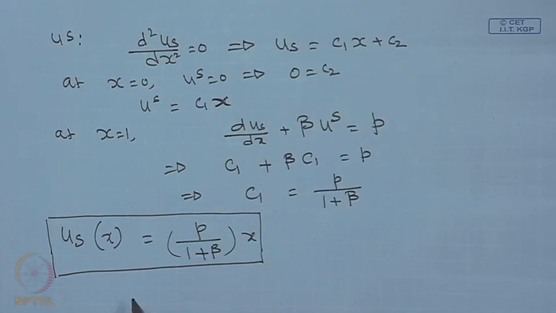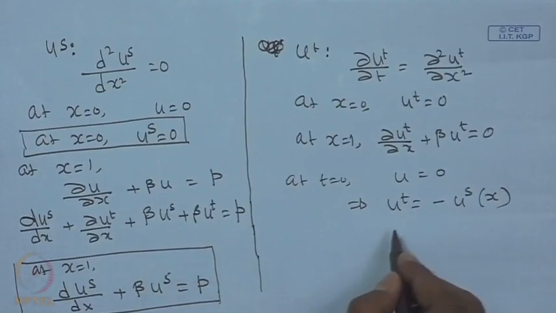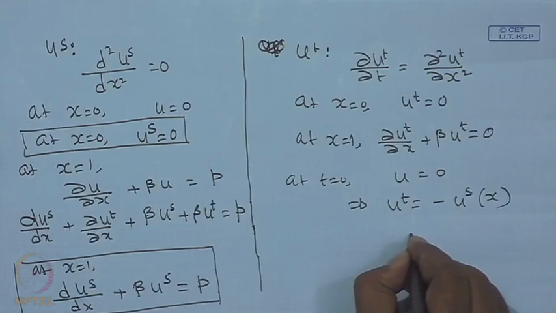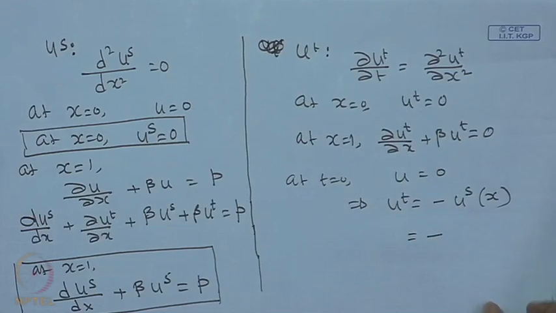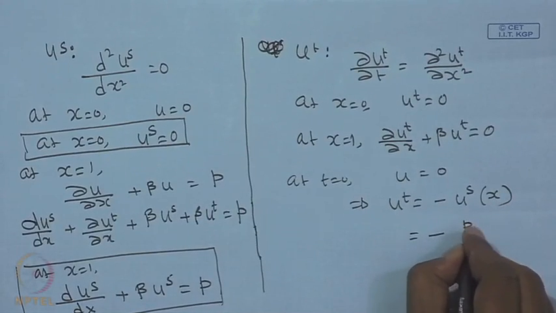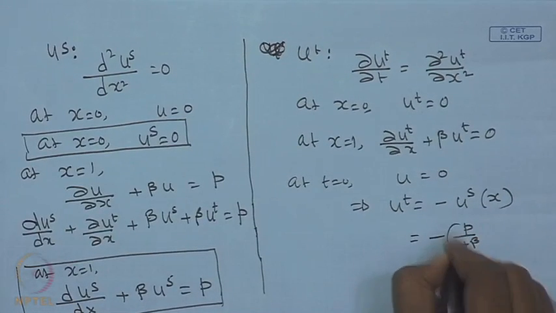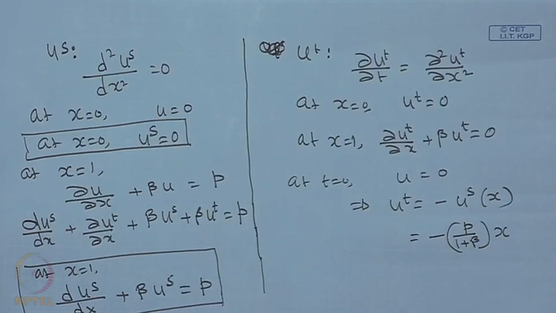Now, if we are interested, we can look into the transient solution as well. If you look into the initial condition of the transient solution, we can put u t is equal to minus u s x. So, it will be minus the solution we have already obtained, p divided by 1 plus beta times x.